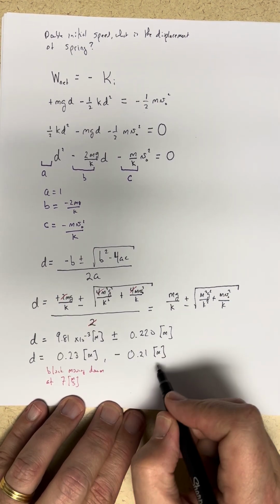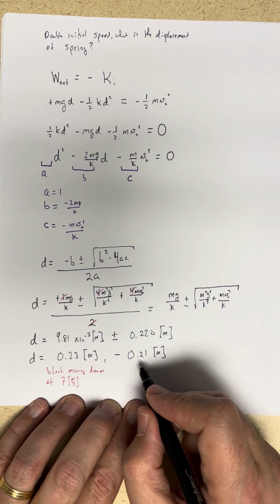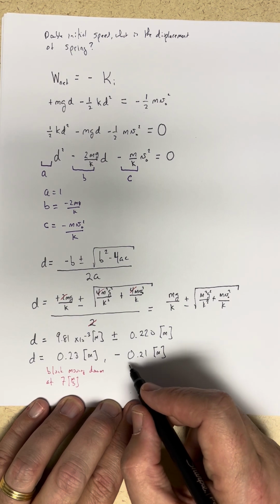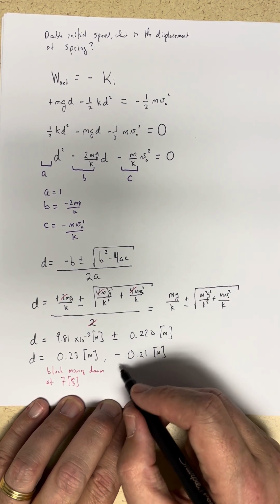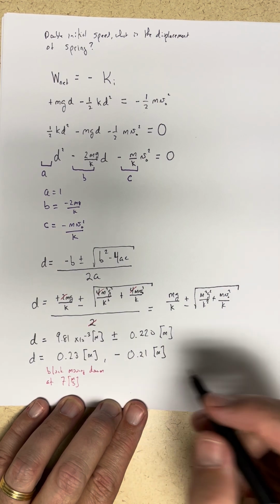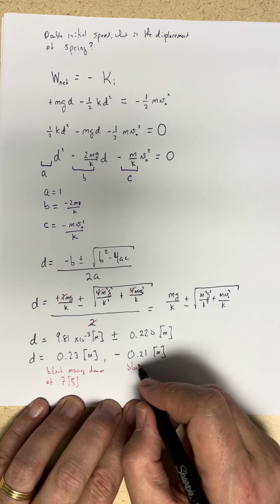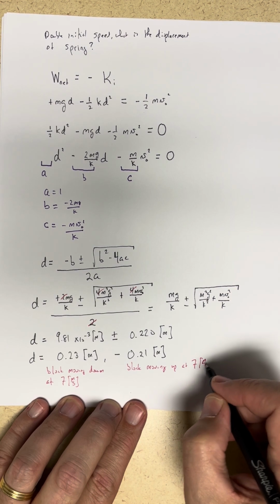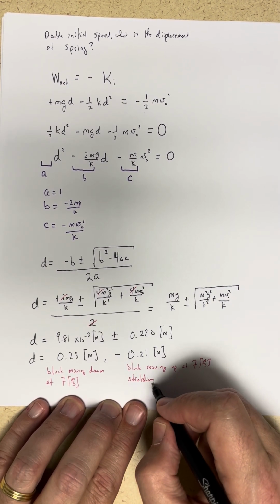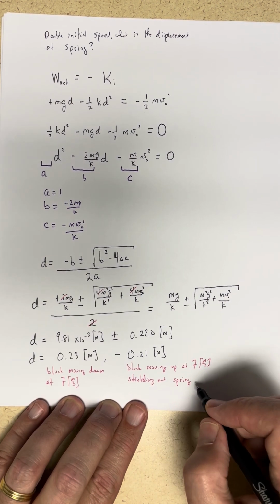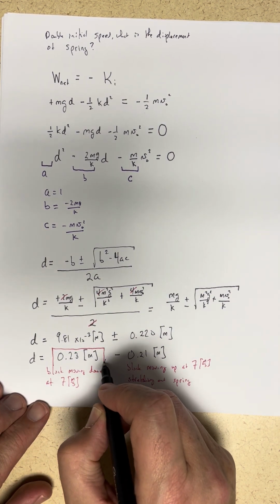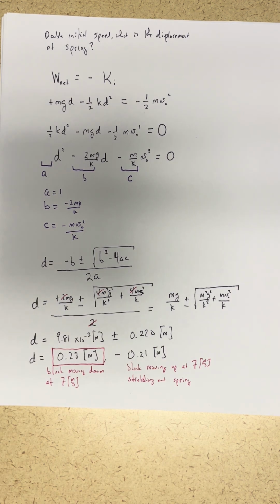And then the other root, if the block were actually attached to the spring, it would stretch it up 21 centimeters, and that's opposite the direction I picked to be my positive direction. So it comes in with a minus sign. So this is the block moving up at 7 meters per second and stretching out the spring. So both are physically meaningful, but out of those two roots, this is the only one that corresponds to the problem we're actually solving, of having the block initially falling. There you go.